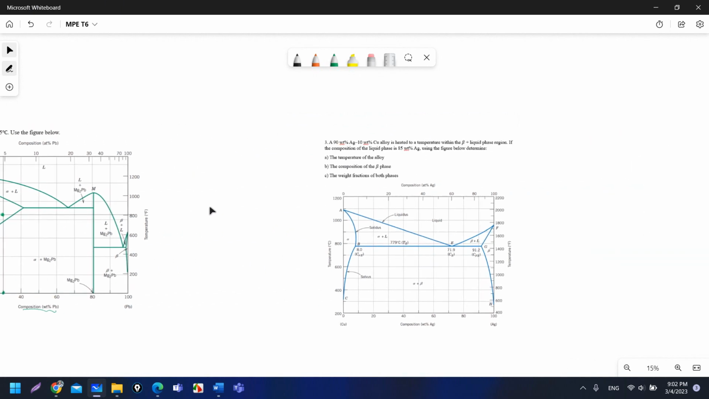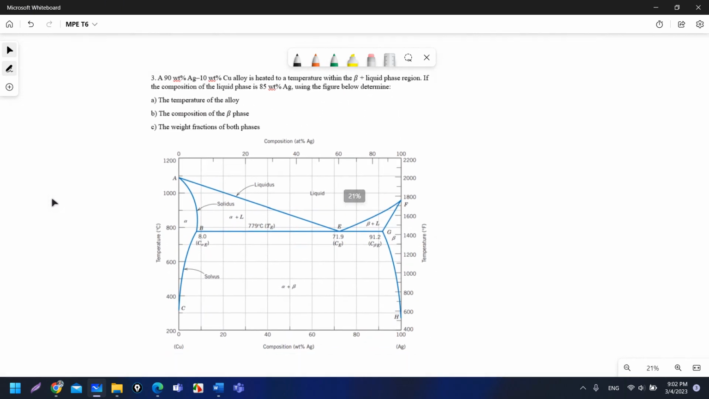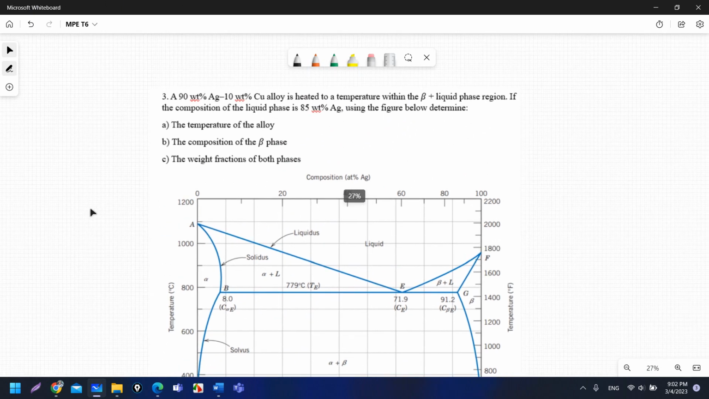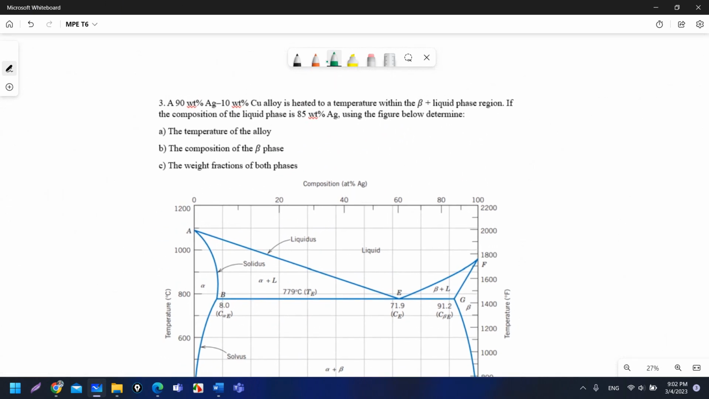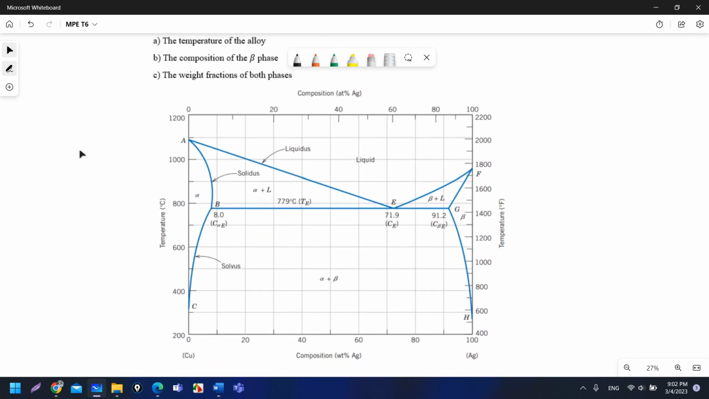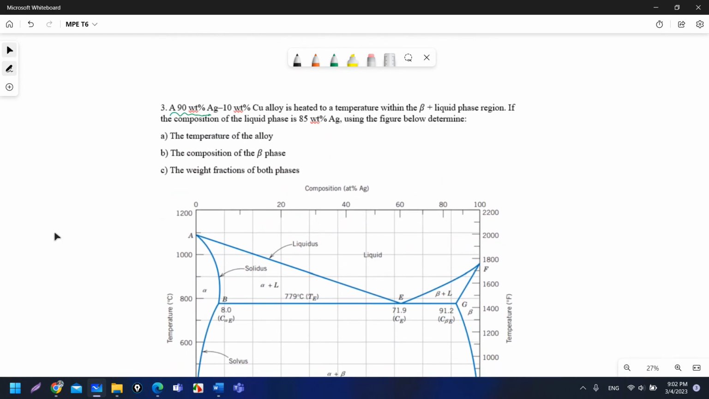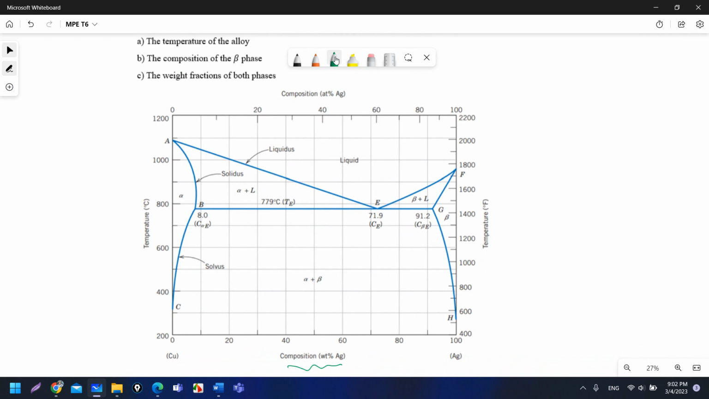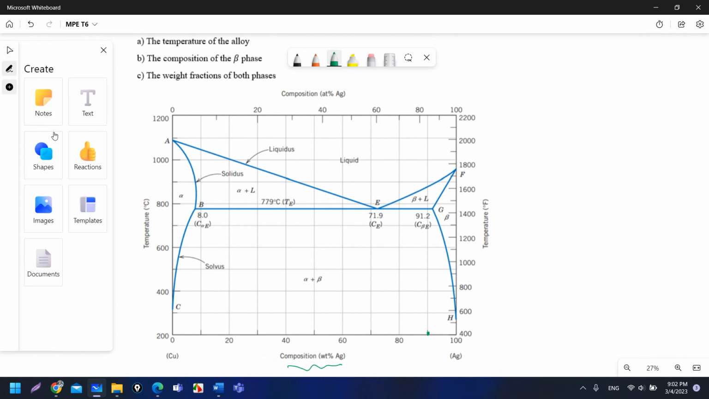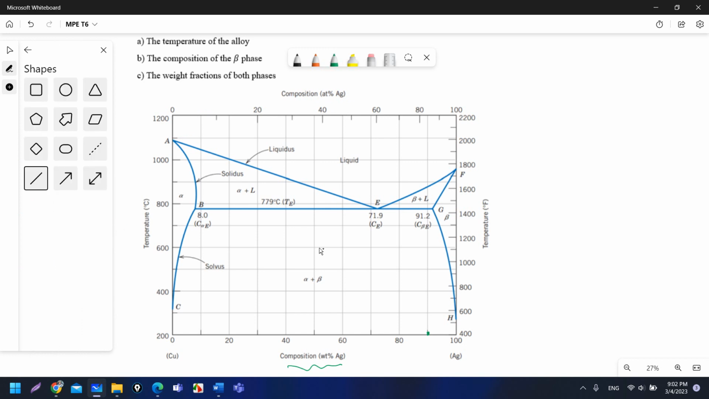So it is so easy and straightforward. Here we have another question. It says that you have 90 weight percent Ag and 10% Cu. So I have this graph. The x-axis is for the composition of Ag, so I will use the 90 weight percent. Okay, 90 is here. I will draw a line that represents this one.